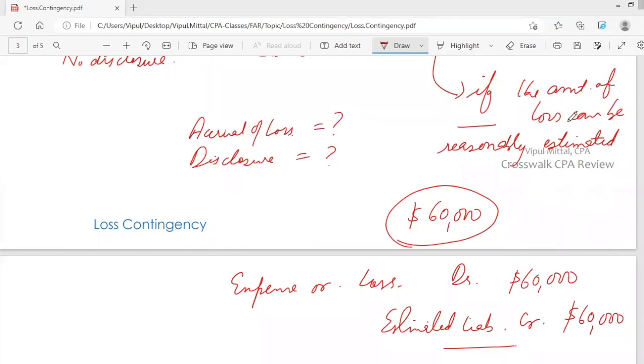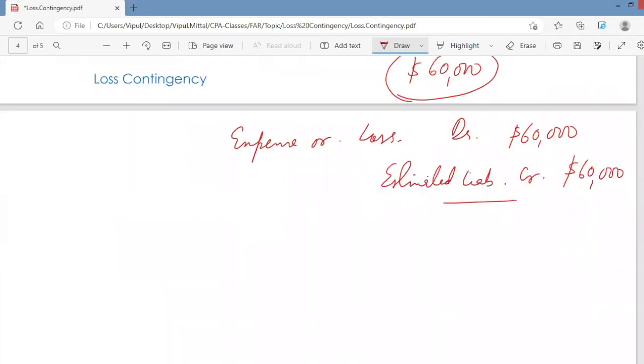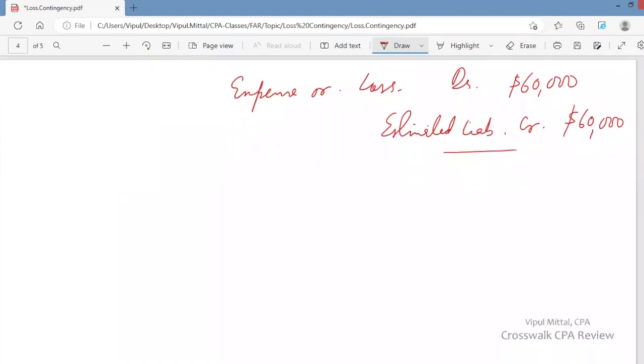And how do you estimate loss? Basis information that you have, basis experience. Sometimes you need help of experts to determine the amount of loss. If the amount of loss is a range, so you have reasonably estimated the amount of loss, but it is a range. So it may range from $40,000 to $80,000. It can be any figure in this range.